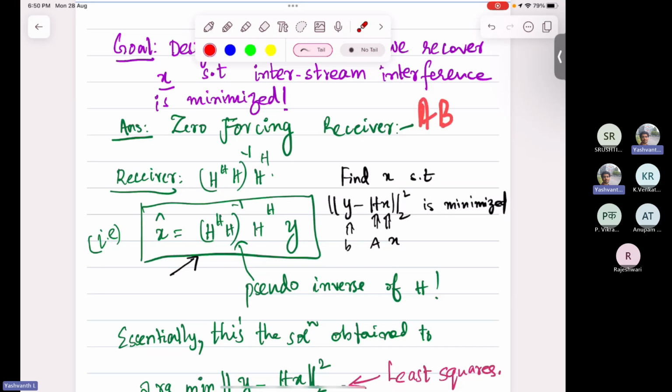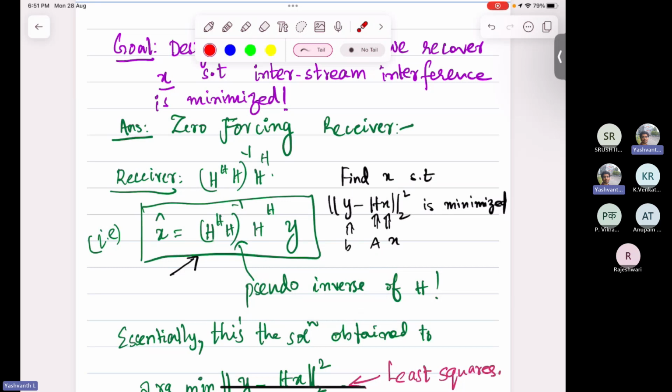If AB equals I, then B is said to be the right inverse of A. If BA equals I, then B is said to be the left inverse of A, because it is coming on the left. But if AB equals BA equals I, that means B is the proper inverse of the matrix A. So for any invertible matrix, the inverse is the same as the left inverse, which is the same as the right inverse. The left inverse for a full column rank matrix is called the pseudo inverse. The right inverse becomes the pseudo inverse for a full row rank matrix.